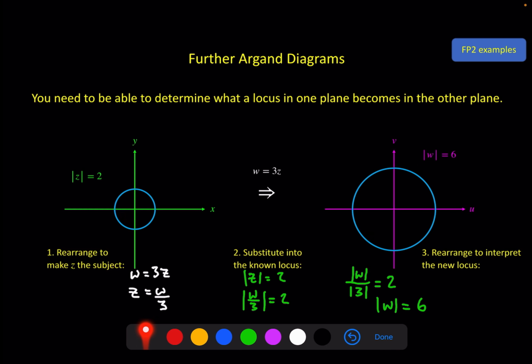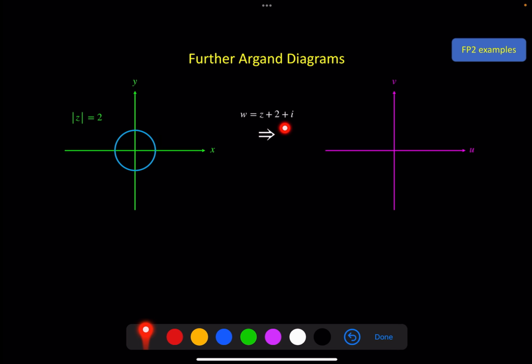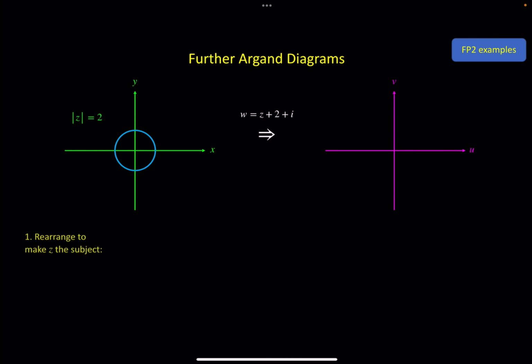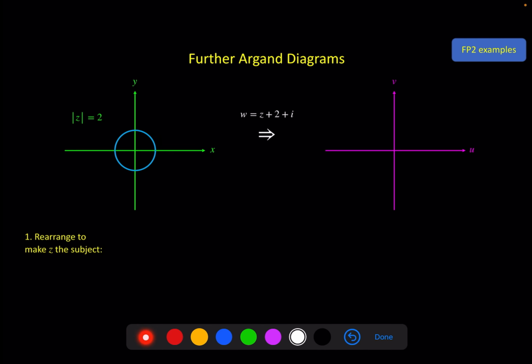Looking at another example, w is equal to z plus 2 plus i. Same approach, rearranged to make z the subject, gives us z equals w minus 2 minus i.